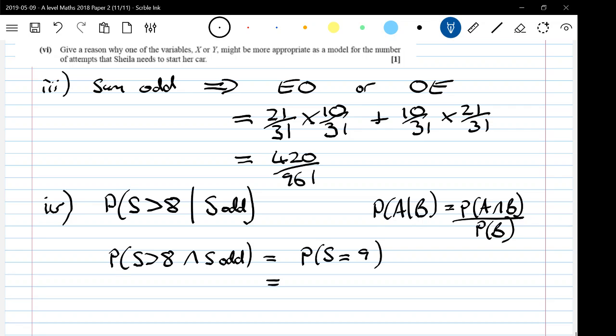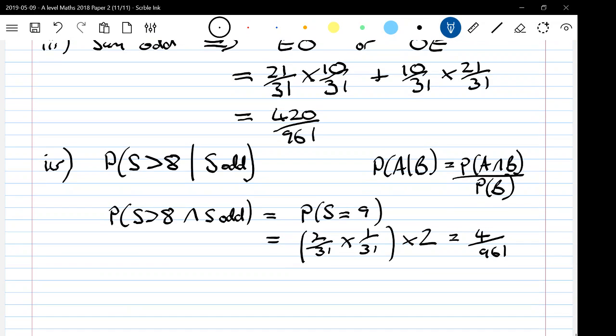You're adding two numbers, and the numbers are 1 to 5, so the biggest it could be is 10, or 9, or 8, and so on. The chance of it being 9 is a 4 and a 5, so that's 2 over 31 times 1 over 31, or a 5 and a 4. So that can happen in two ways. So that is 4 over 961. 31 squared is 961.